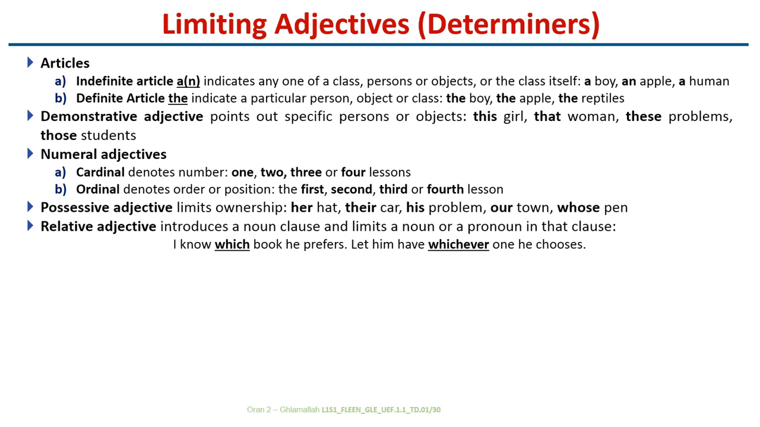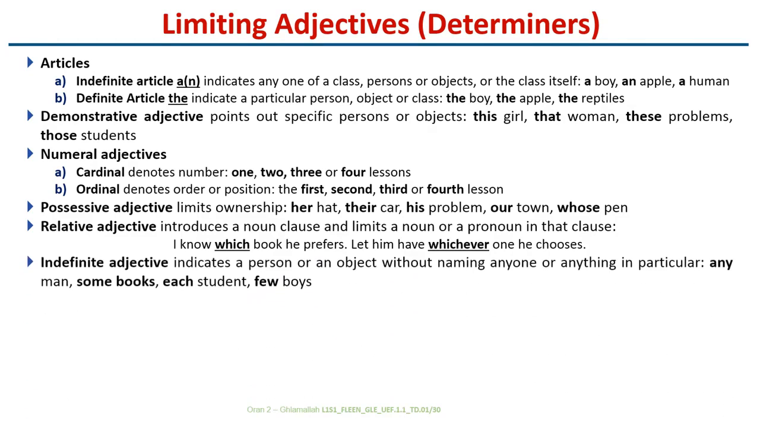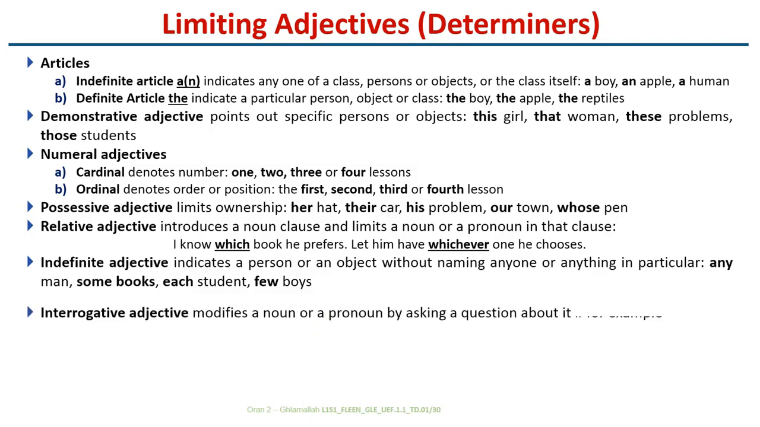Note, the difference between relative adjectives and relative pronouns is that relative pronouns do not need a noun after them, but relative adjectives and determiners in general always need a noun or a pronoun after them. So I cannot say this book is mine, but I say this book is mine. An indefinite adjective or a quantifier indicates a person or an object without naming anyone or anything in particular. Any man, some books, each student, few boys, etc.